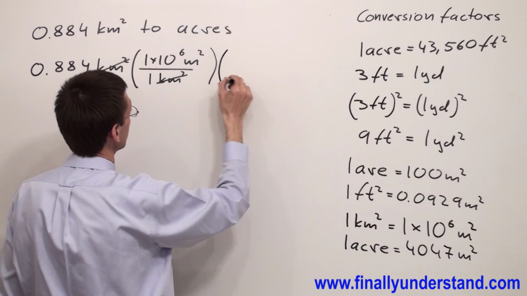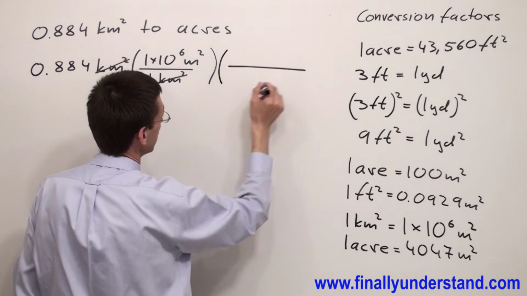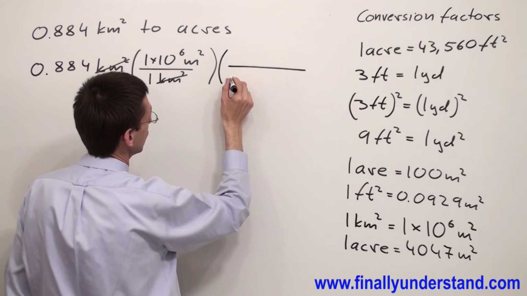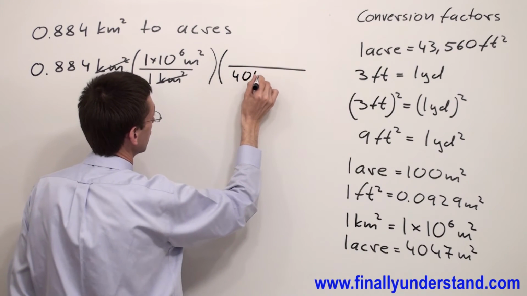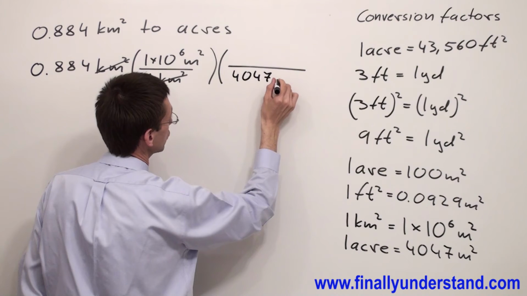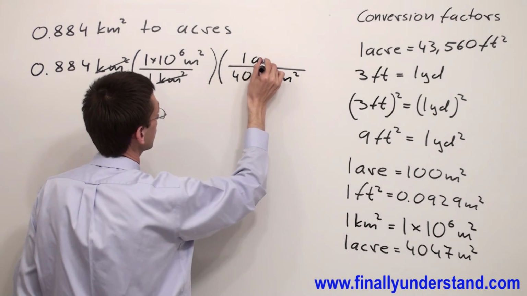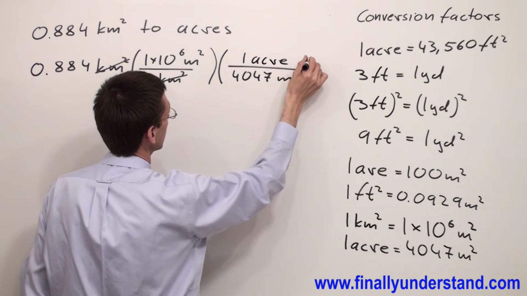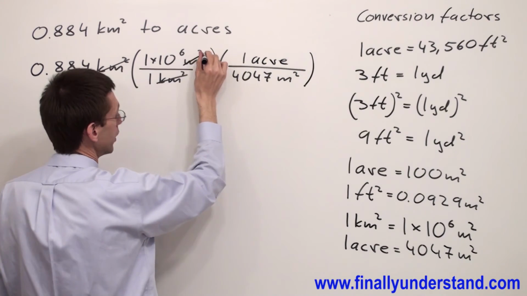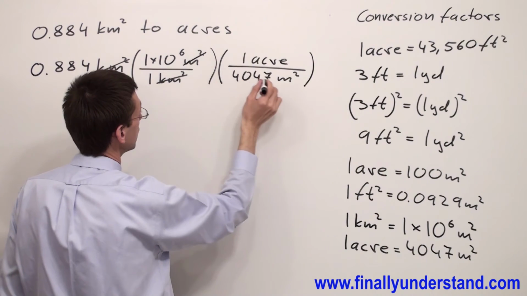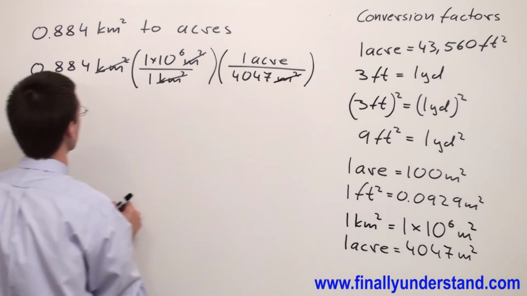So I'm going to write that: 4047 square meters is equal to 1 acre. Square meter and square meter will cancel out.